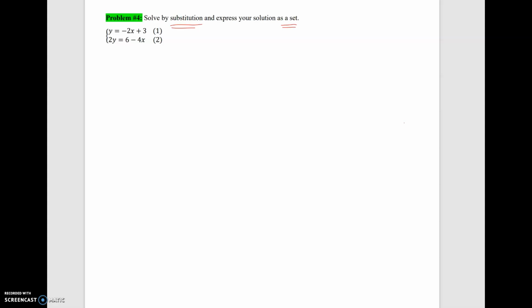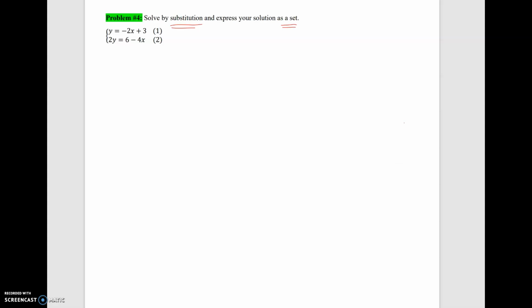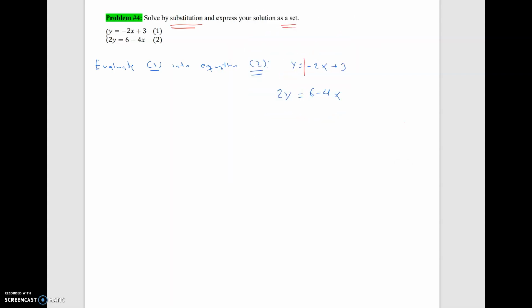In this case, we already have equation 1 solved for y. So we could just substitute equation 1 into equation 2. We're referring to y is equal to negative 2x plus 3, and equation 2 is 2y is equal to 6 minus 4x. So what we're going to plug in here is the y value into this portion.